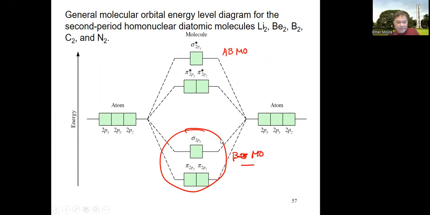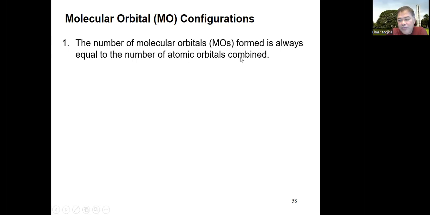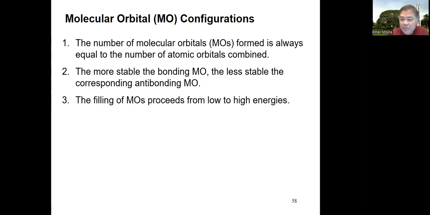Now, what does this mean? If you're going to look at the molecular orbital configuration, you just follow the rules set in this slide. The number of molecular orbitals formed is always equal to the number of atomic orbitals. So if it's 1s, you form two molecular orbitals, one bonding and one antibonding. The more stable is the bonding one, which is lower in energy, and the less stable is the corresponding antibonding.